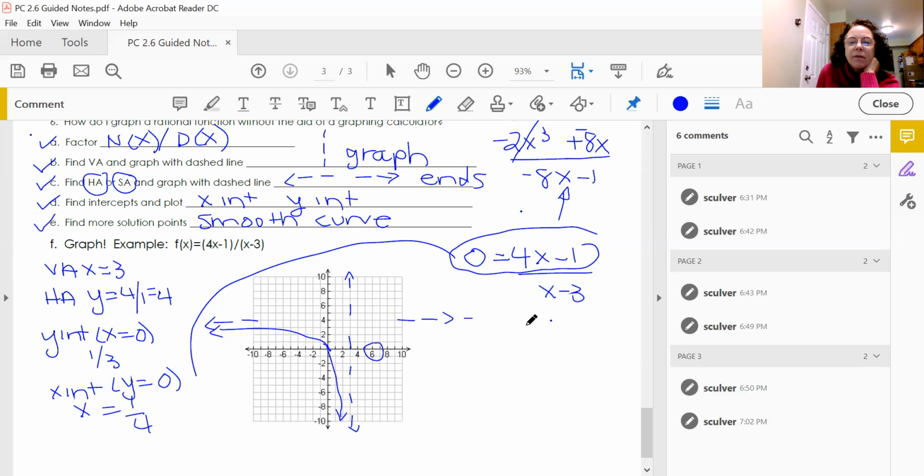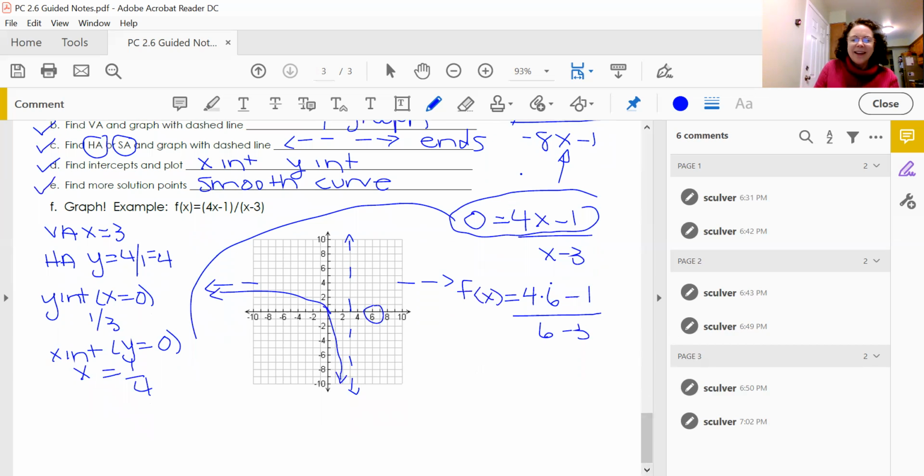So that would be 4 times 6 minus 1 over 6 minus 3. So let's see, that would be 24 minus 1 is 23. 23 divided by 3. So we're going to have to estimate a little bit, right? No problem. This is just sketching. 23 divided by 3. Well, that would be about 7 2/3. Yeah, so the point I'm going to graph is (6, 7 2/3). Here we go, 6 and 7 2/3.